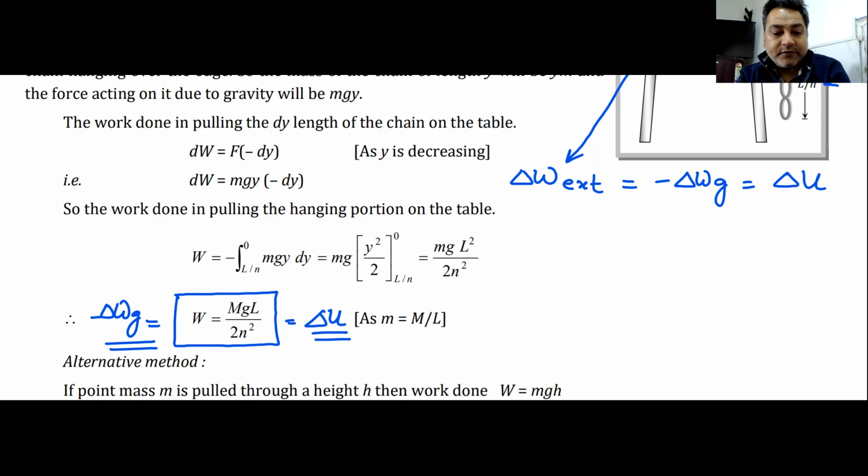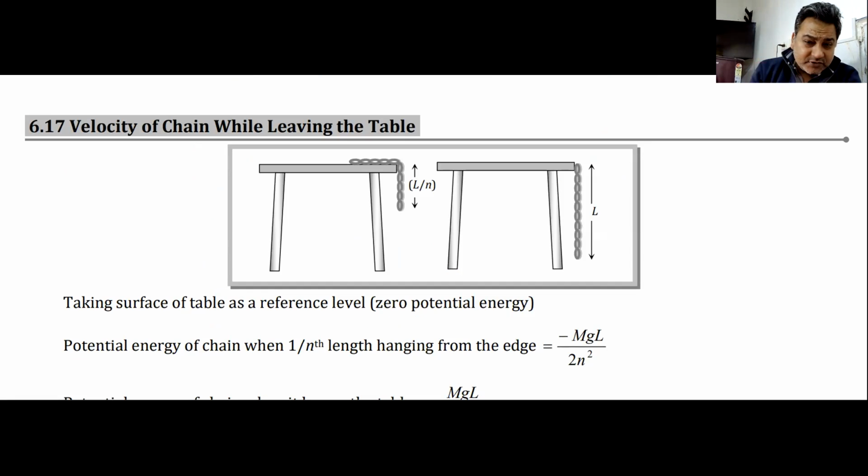I hope all of you have noted this down. The next thing would be sort of a reverse of this: velocity of a chain while leaving the table.